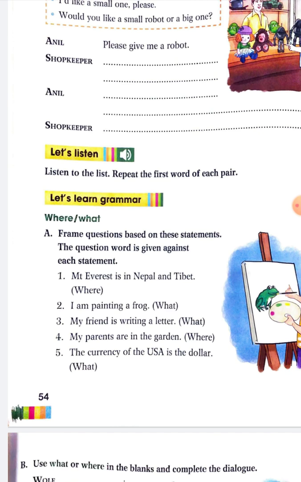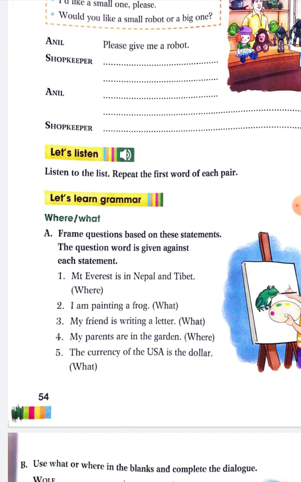I'm painting a frog. Suppose somebody gives the answer, I'm painting a frog. What should be the question here? What are you painting? My friend is writing a letter. We have to start the question with what. What's your friend writing?